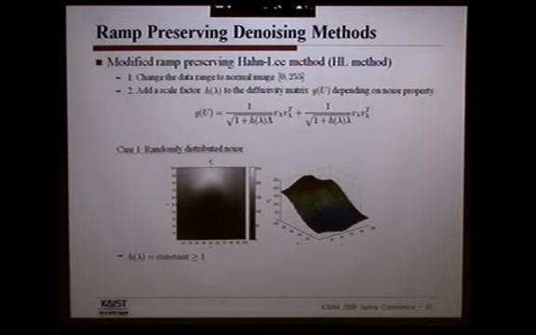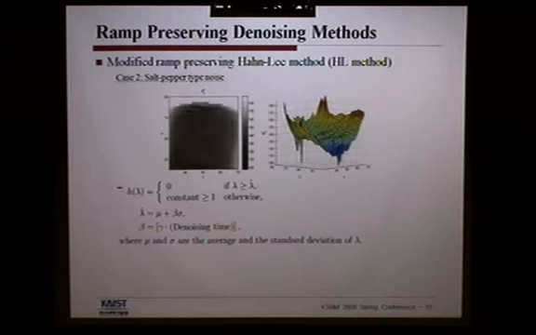The first case is we put some randomly distributed noise. And then we take the constant H, the scale factors. And for the second case, for the salt and pepper type noise.